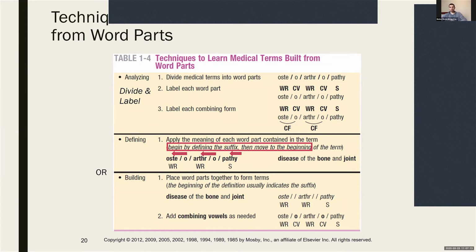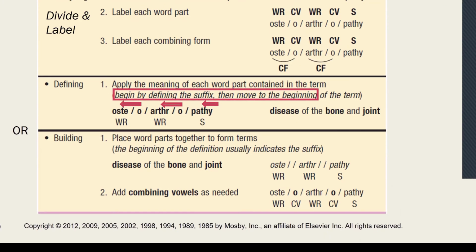The last box down here, this building section: how do we build words? This is kind of like reconstructing the word from its meaning. So if we know what the meaning is, for example, a disease of the bone and joint, then that's where we have to reverse engineer this. So we know disease of the bone and joint.